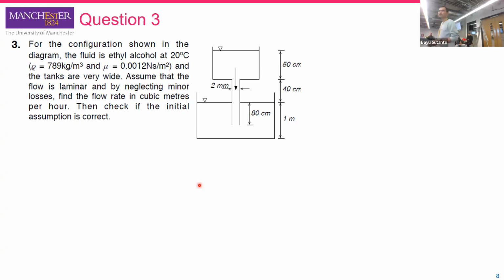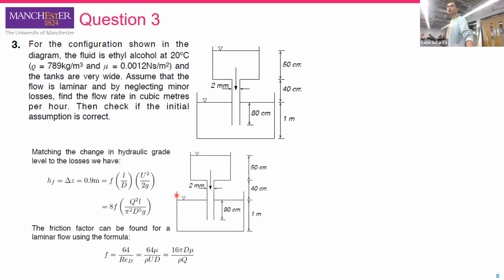Find the flow rate in cubic meters per hour, then check if the initial assumption is correct. So the initial assumption is the flow is laminar. So we need to check is it truly laminar or not. Then we say that it is laminar, but we need to prove that this is a correct assumption.